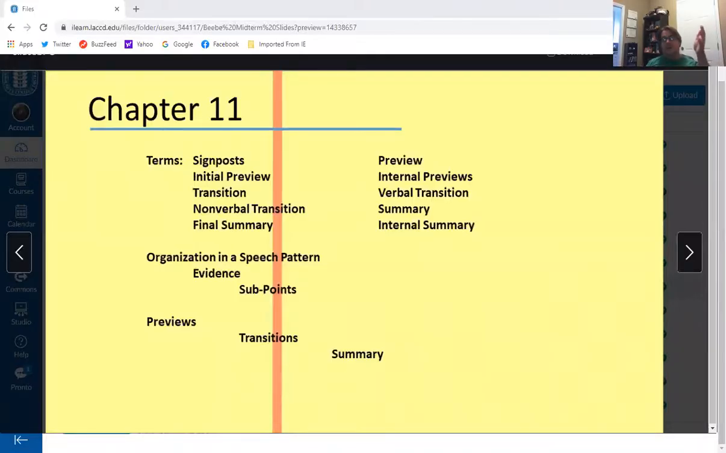And so chapter 11 covers speech patterns and how to lay them out. The first section is the speech patterns. But the second section, I have part of my kitchen. You can see that I wash my dishes.